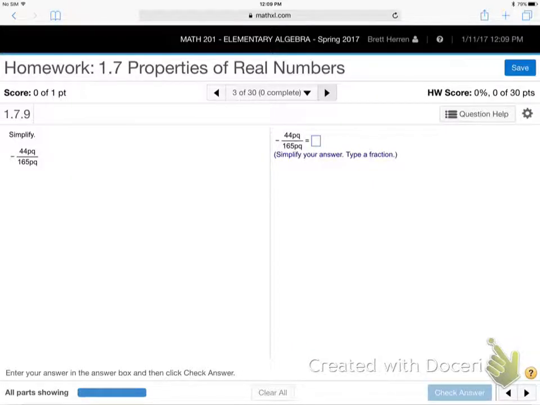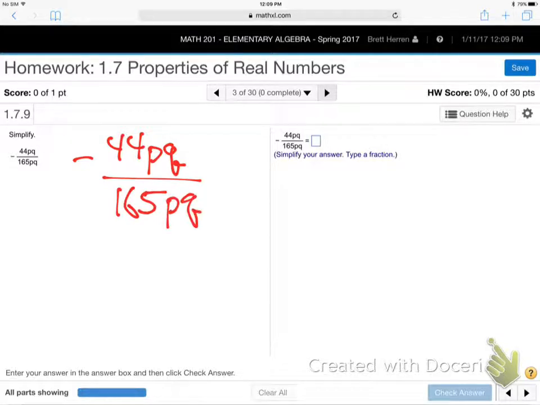All right, so they want me to simplify. Negative 44pq over 165pq. So notice the instructions: simplify. If you're ever reading these things and you're unsure, because sometimes they go one way, sometimes they go the other, it can be confusing. Like, what do they want me to do? Do they want me to multiply the bottom? If you're ever unsure, remember what I said last time, or maybe I didn't say it: click on the question help button.